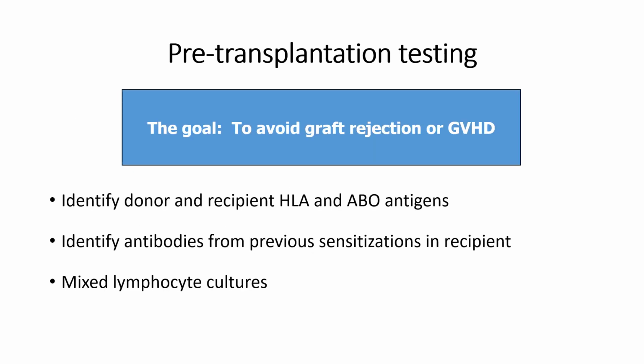Before a transplant should occur, the goal is to avoid graft rejection or graft versus host disease. So we have to identify the donor and recipient HLA and ABO antigens. We have to identify antibodies from previous sensitizations in the recipient, and we should do mixed lymphocyte cultures. All right, so those are the tests that we would do prior to having an organ or tissue transplanted. And that brings us to the end of Lecture 7, and that is all.